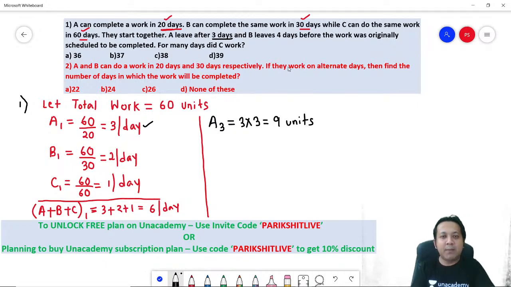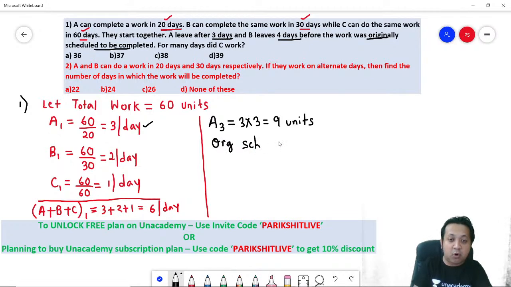Correct? What about B? B leaves 4 days before the work was originally scheduled to be completed. Now remember, B has not worked for 4 days. That's not the interpretation. What is the interpretation? B leaves 4 days before the work was originally scheduled to be completed. So when was the work originally scheduled to be completed?